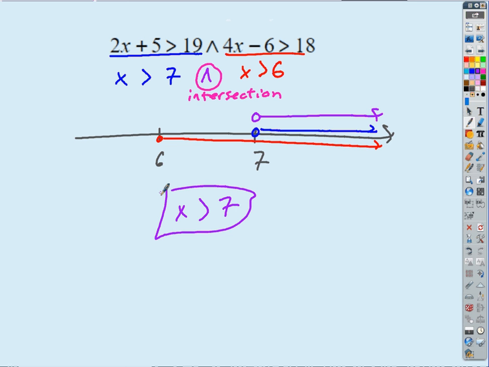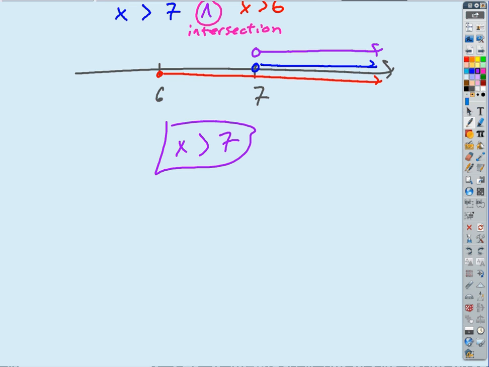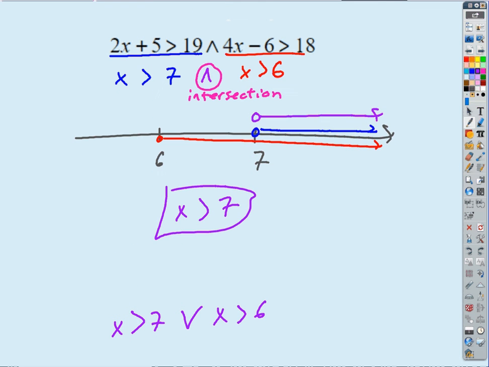Now, what if that had been an or statement instead? If that had been an or statement, so we'll go down here a little bit. What if we had made the statement instead, x is greater than 7 or x is greater than 6? How many of the statements must be true for a compound or statement to be true? Only one, right?